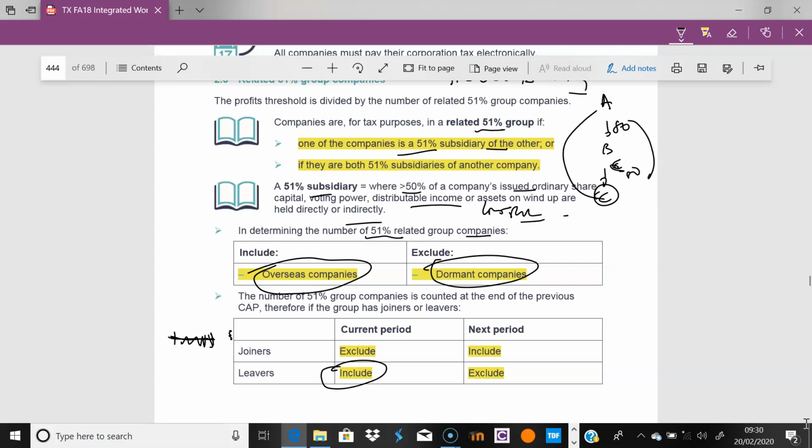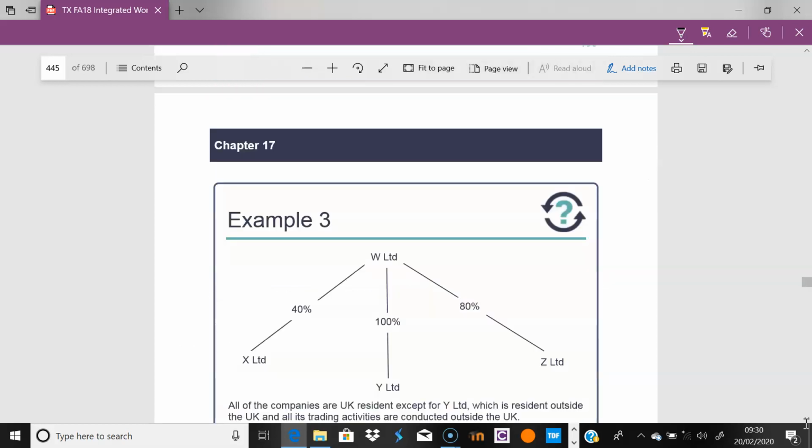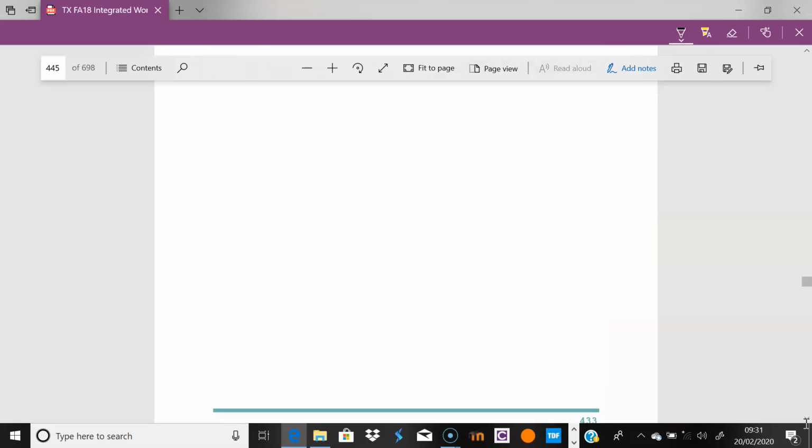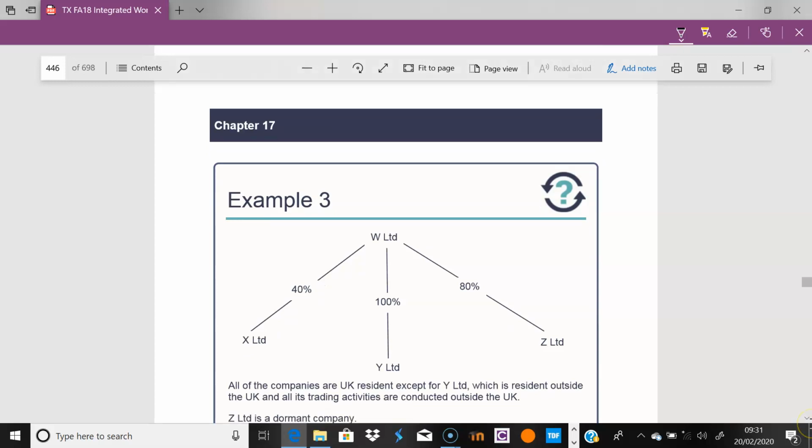So let's see an example. Okay, let's see this one. Example 3. Here we are. So we have W Limited. First of all, we can see this is 40%. So no, you're not really part of our association in terms of working out whether we're going to have to split this 1.5 million to see if you're a large company, because we will split the 1.5 million based on the number of companies in the group. So we have an 80%, yes, 100%.